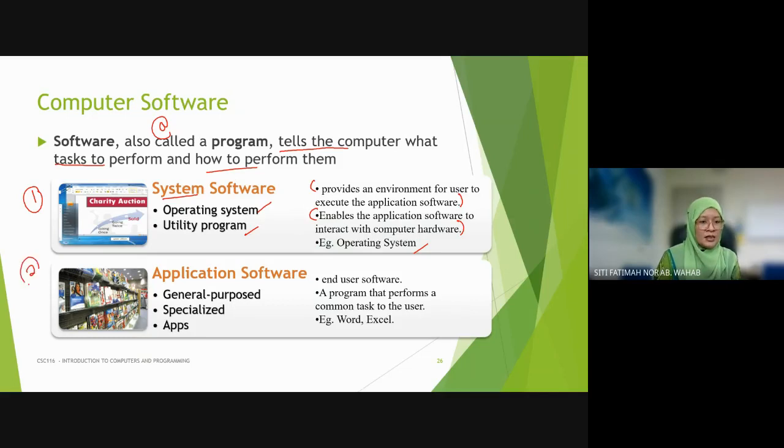And then the second category of computer software is application software. It can be general purpose software, it can be specialized software, it can be apps. So it is used by you, the end user. It is a program that performs common tasks for the user. Okay, Word, Excel, PowerPoint, Photoshop, Visual Basic, Alice. Okay, those are examples of application software.